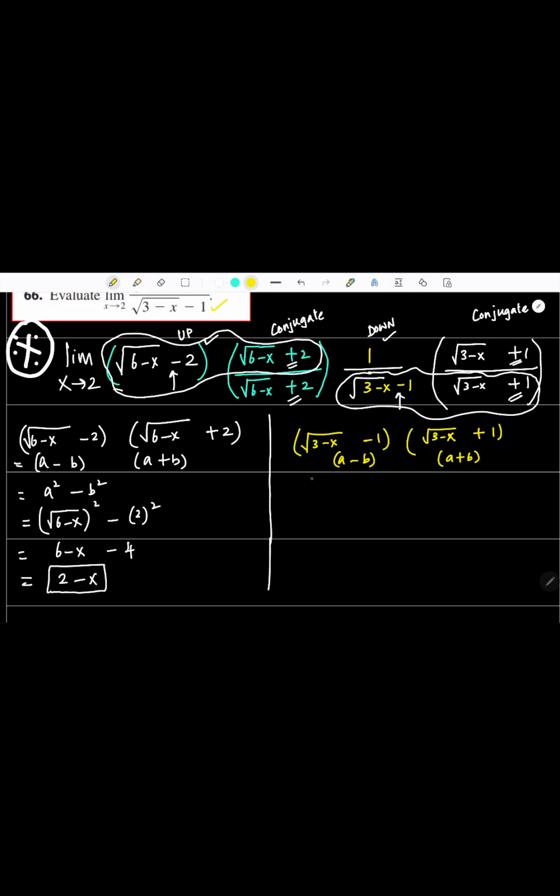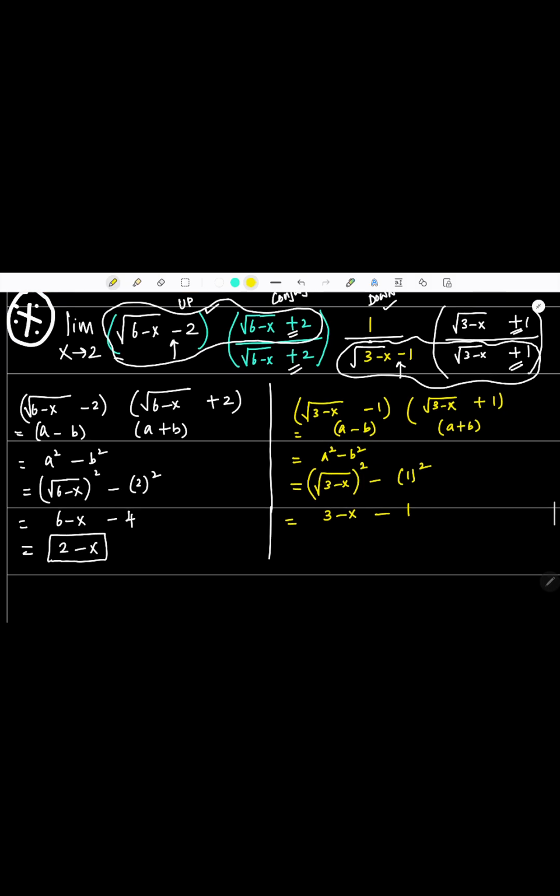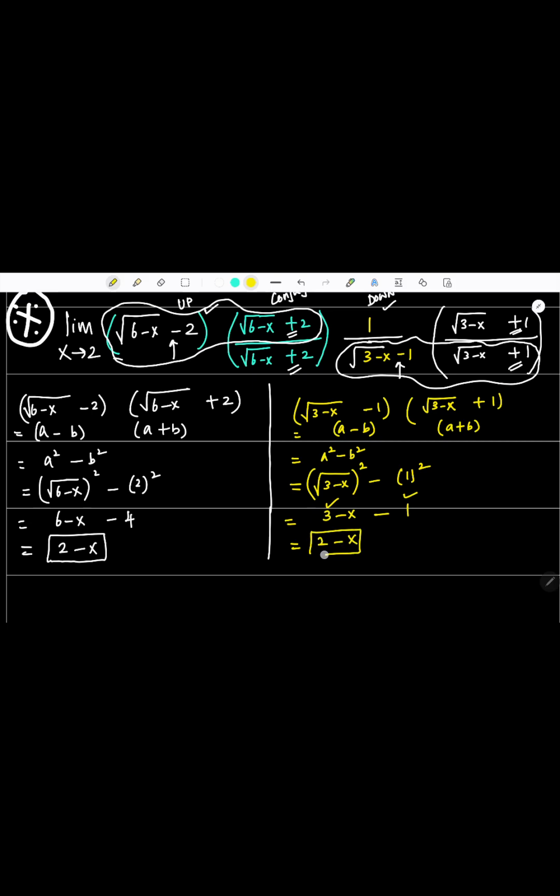This is equal to what? A square minus b square. Right. So this equals, what is your a? Square root of 3 minus x, the whole square, minus what is your b? 1 square. So this is 3 minus x, because square is original number, minus 1. So 3 minus 1 is going to become what? 2. 3 minus 1. So it is 2 minus x.